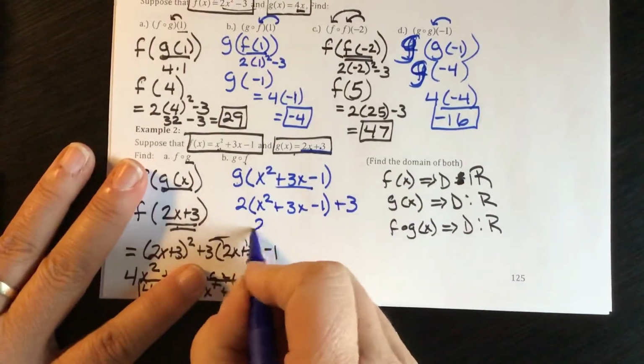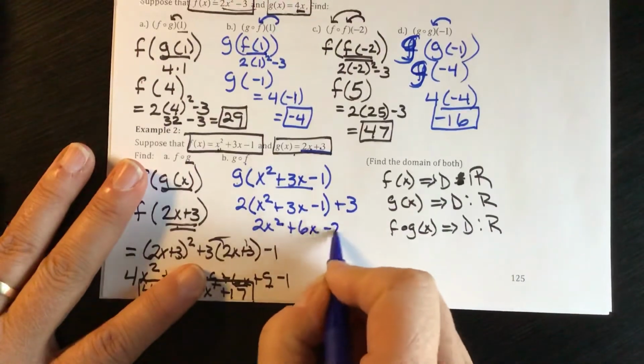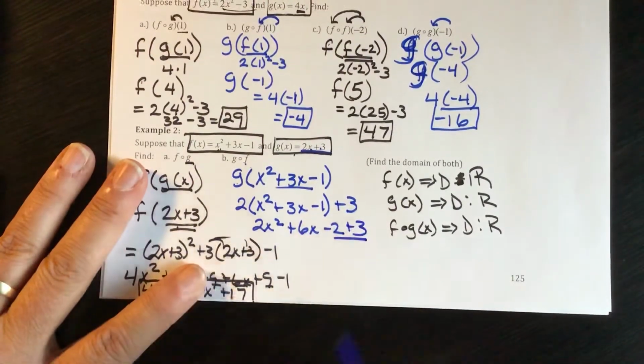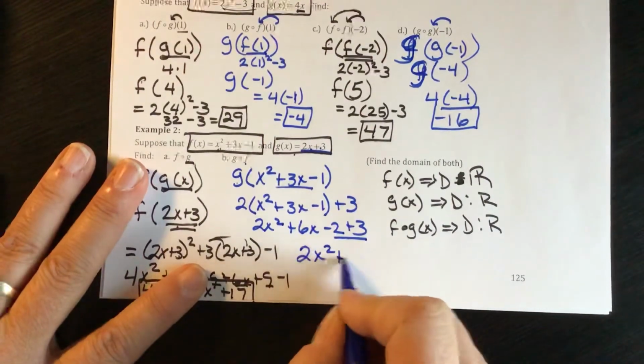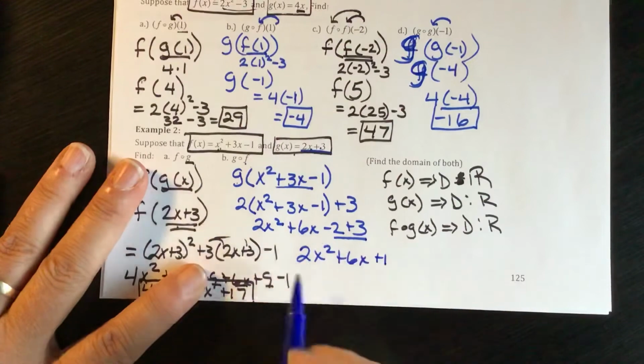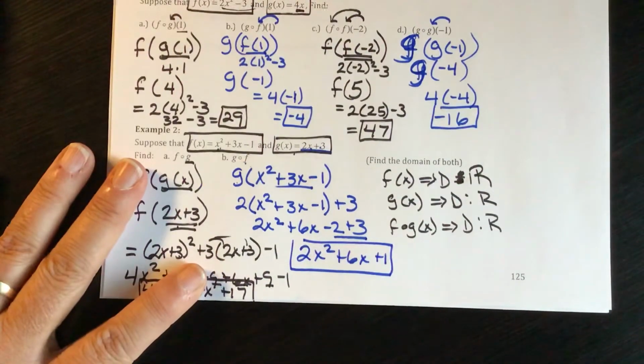So this becomes 2x squared, 2 times 3 is 6x, minus 2 plus 3. Those are my only like terms. So this is 2x squared plus 6x plus 1. And simplified, that's what I have.